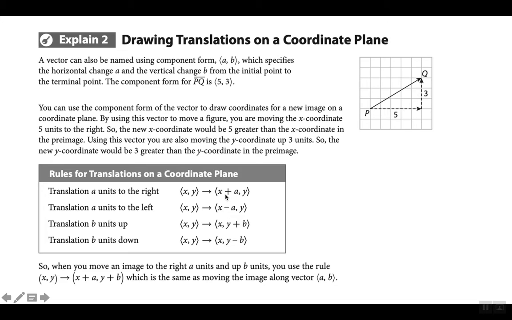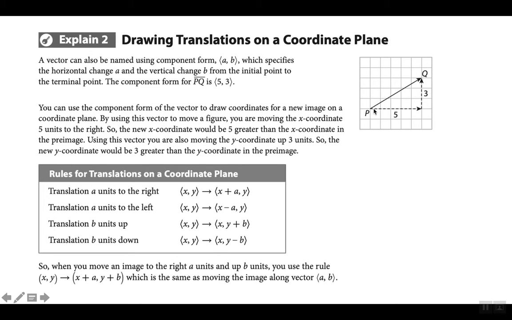I'll say it again. If you add a number to the x coordinate, it moves the shape to the right, whatever number it says there. And if you subtract a number from the x coordinate, it's going to move it to the left by that many units. Same thing with the y coordinate. If you add a number to the y coordinate, it's going to move it up that many units. And if you subtract a number from the y coordinate, it's going to move it down that many units. So A represents what number you add or subtract to the x coordinate, and B represents what number you add or subtract to the y coordinate.